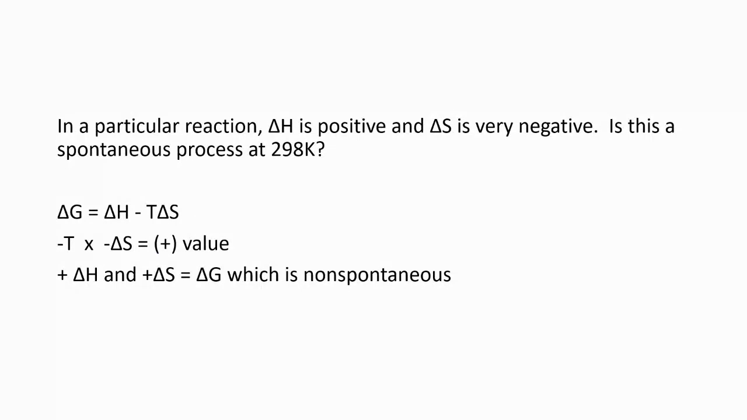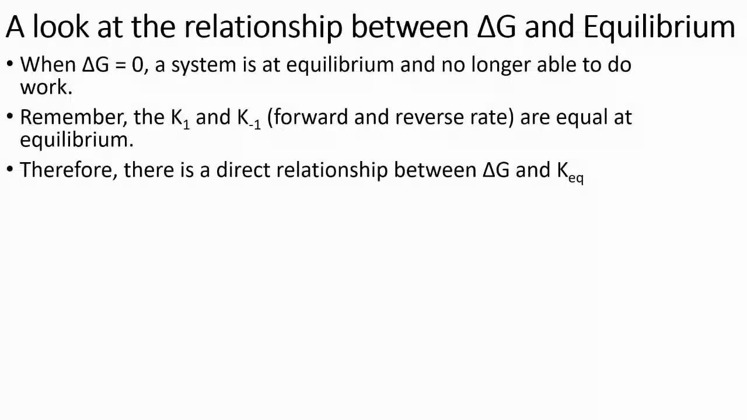So in this particular reaction, delta H is positive and delta S is negative. Is this spontaneous? Delta H is positive and delta S is very negative. So a negative times a negative is a positive value. A positive plus a positive is a positive delta G, so it is non-spontaneous.